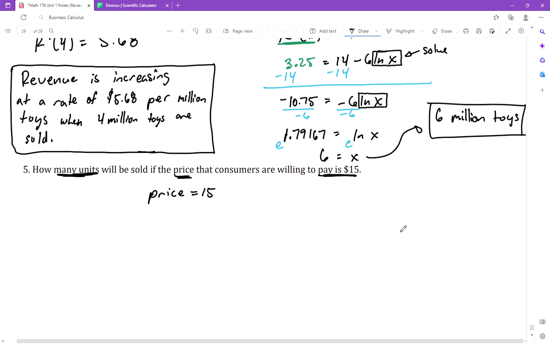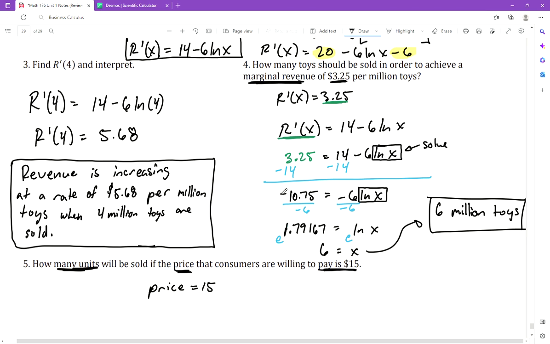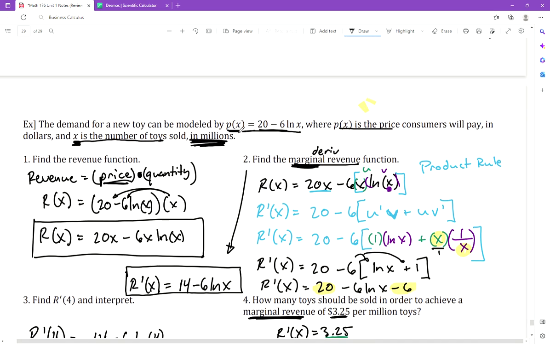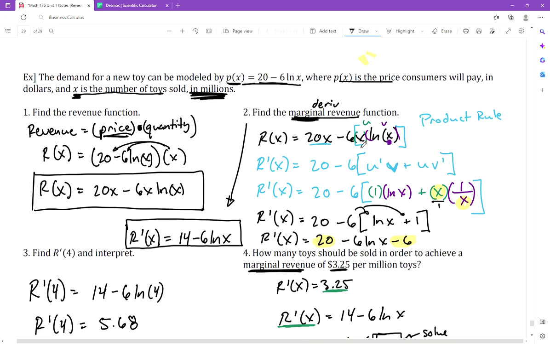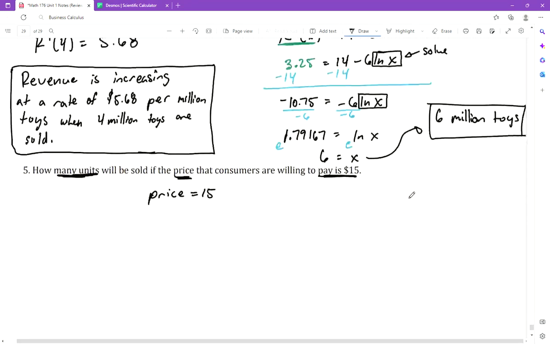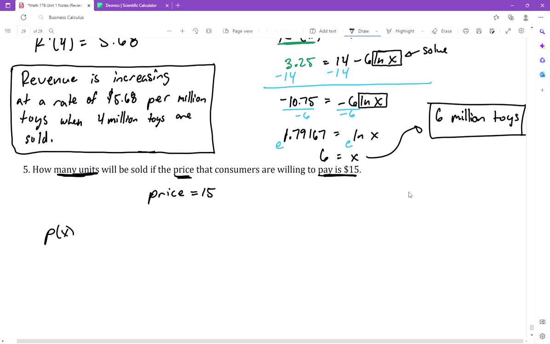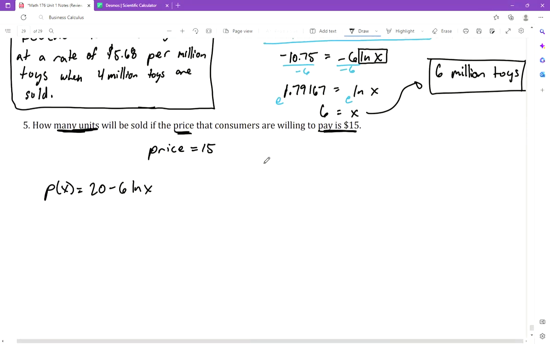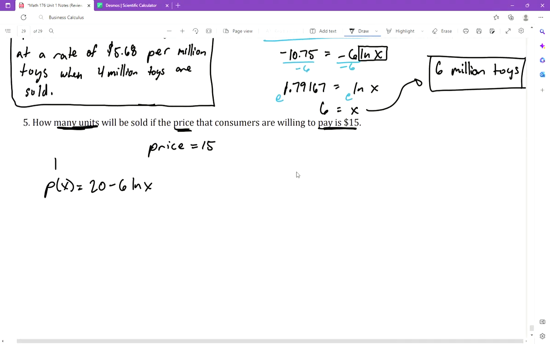This doesn't look like it has anything to do with most of what we already found. It's saying go back to your price function. So here's our price function, the p of x. Let's rewrite that: p of x equals 20 minus 6 ln of x. I'm just copying that. So that's our price function.